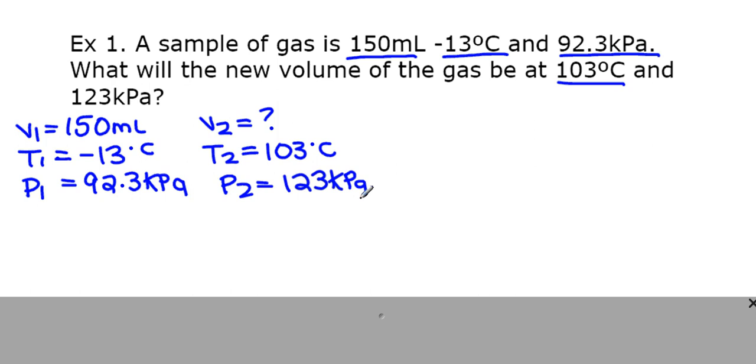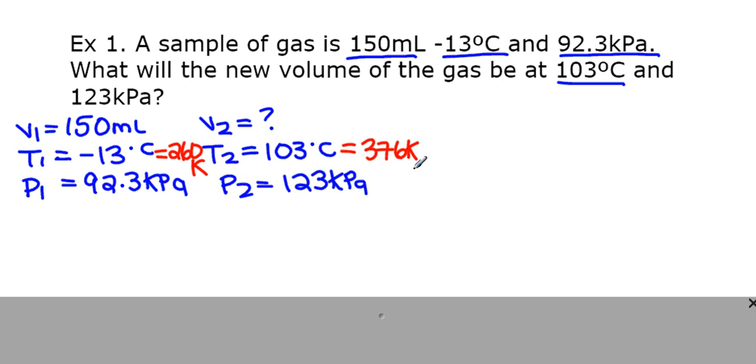Temperature can't be in Celsius. Temperature has to be in Kelvin. So that's the first thing you want to check. Temperature here is not in Kelvin. Let's make sure we put it into Kelvin. So if we do our conversions, this will be 260 Kelvin, and this one will be 376 Kelvin. So make sure that you've got those.